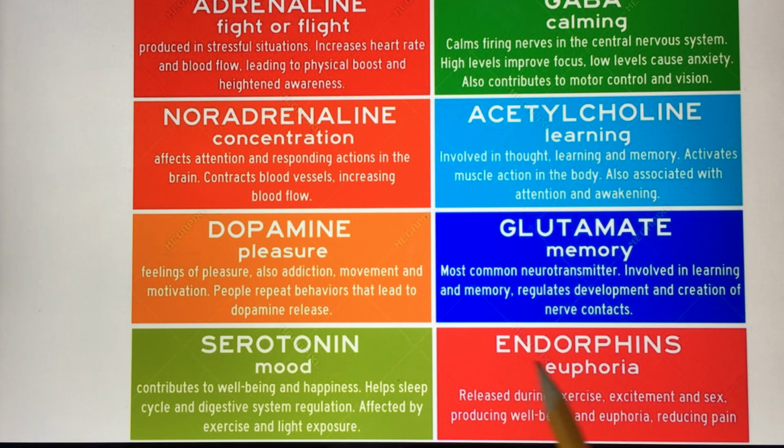The neurotransmitters called endorphins, there are lots of different types of endorphins. They produce the feeling of euphoria. These are the neurotransmitters released during exercise, excitement, and sex. They're known to reduce pain and produce the feeling of well-being. So sometimes these neurotransmitters are released when we're experiencing extreme pain to help our bodies cope with that pain.